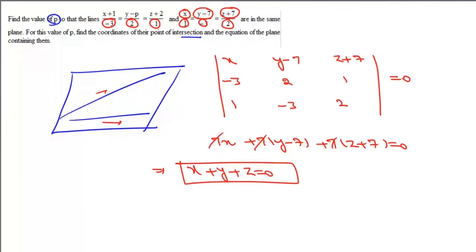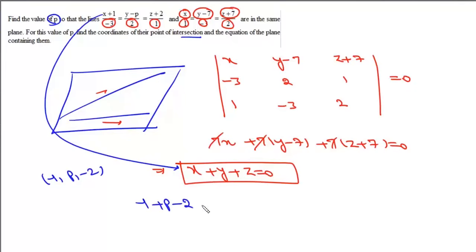Now first we need to find value of p. Since this line lies in the plane, its point which is (1, p, minus 2) will also lie on this plane. So it will be 1 plus p minus 2 equals 0. That means value of p is simply 3. So now we have equation of plane and we also have this value p. We need to find coordinates of their point of intersection.